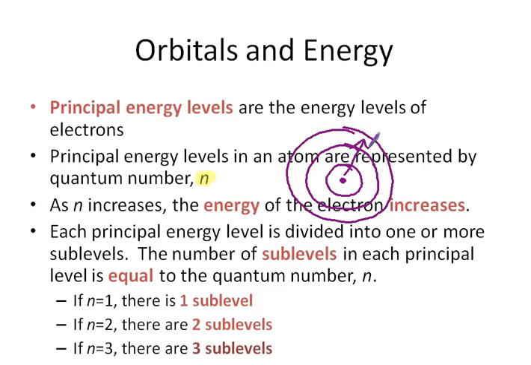Each principal energy level is divided into one or more sublevels. So we've got sublevels now. The number of sublevels in each principal energy level is equal to N. So if N equals 1, there is one sublevel. If N equals 2, there are 2 sublevels. If N equals 3, there are 3 sublevels.